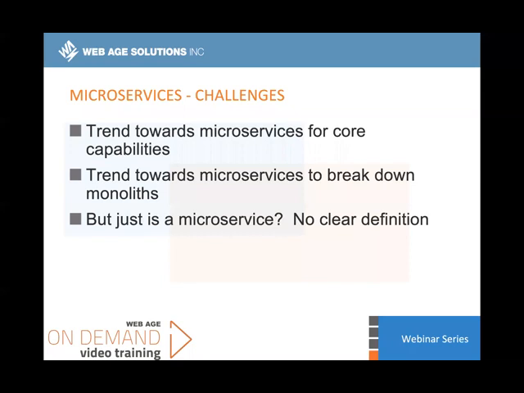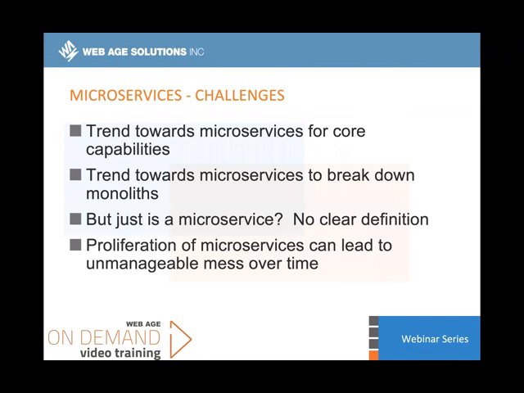We see some organizations getting into religious wars about just what is and what isn't a microservice. But we also see the risk, in some cases the reality, that there's been a proliferation of microservices that can lead to an unmanageable mess over time. If you recall the slide that I did about service-oriented architecture and what actually happened, that's the thing that can happen in microservices. The proliferation, deployment of lots of microservices without a lot of management can result in a world where you have lots and lots of things, you don't really know what they're being used for, and you don't really know how they're being managed.